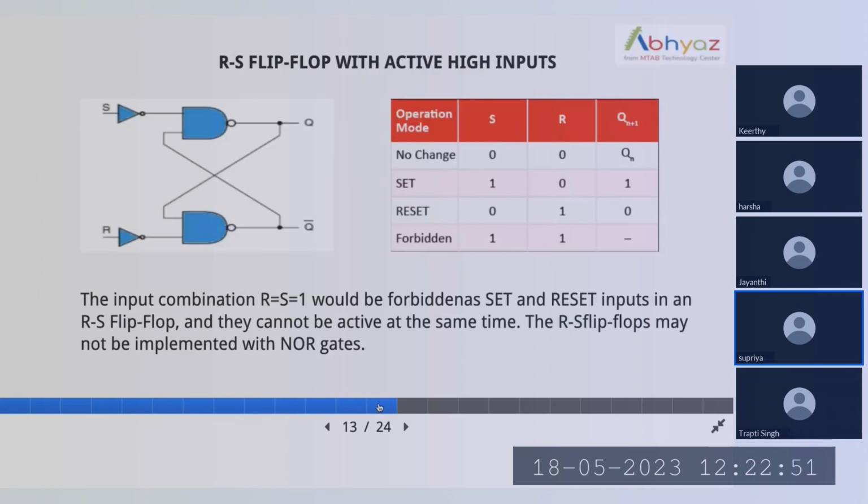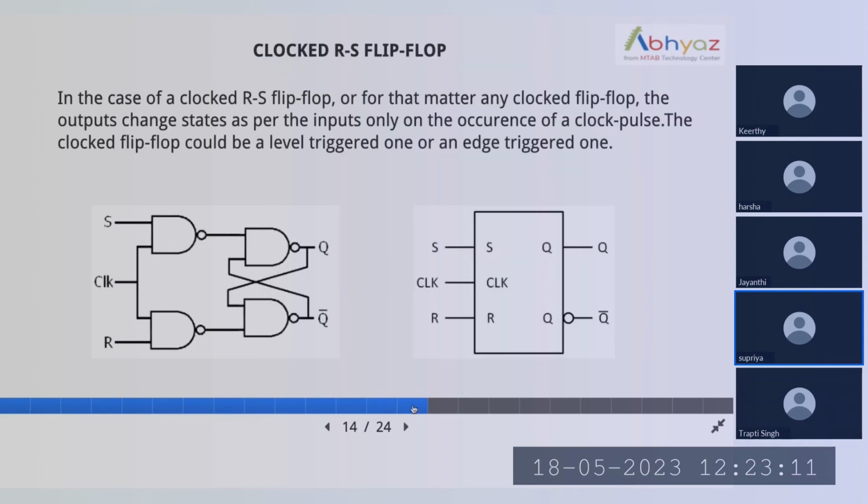For the same representation with active high, we do not give the inputs directly to S and R, because S and R are directly fed to the active low. Instead of turning that active low into active high, we need to keep a NOT gate, as mentioned here. The clocked RS flip-flop is the clock generation of active high and active low, so that the flip-flop could be level triggered or edge triggered at any occurrence of the clock pulse, according to the output change states present from the input.